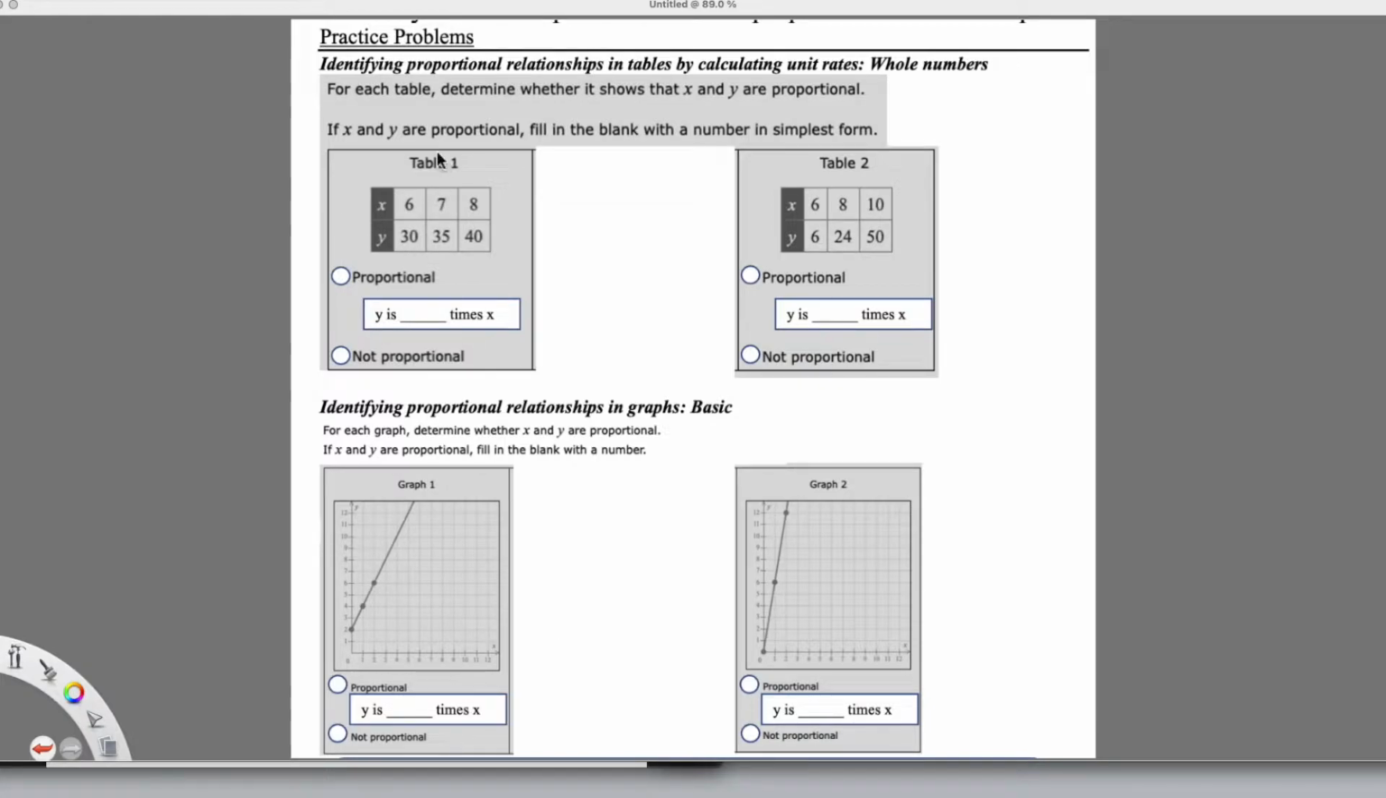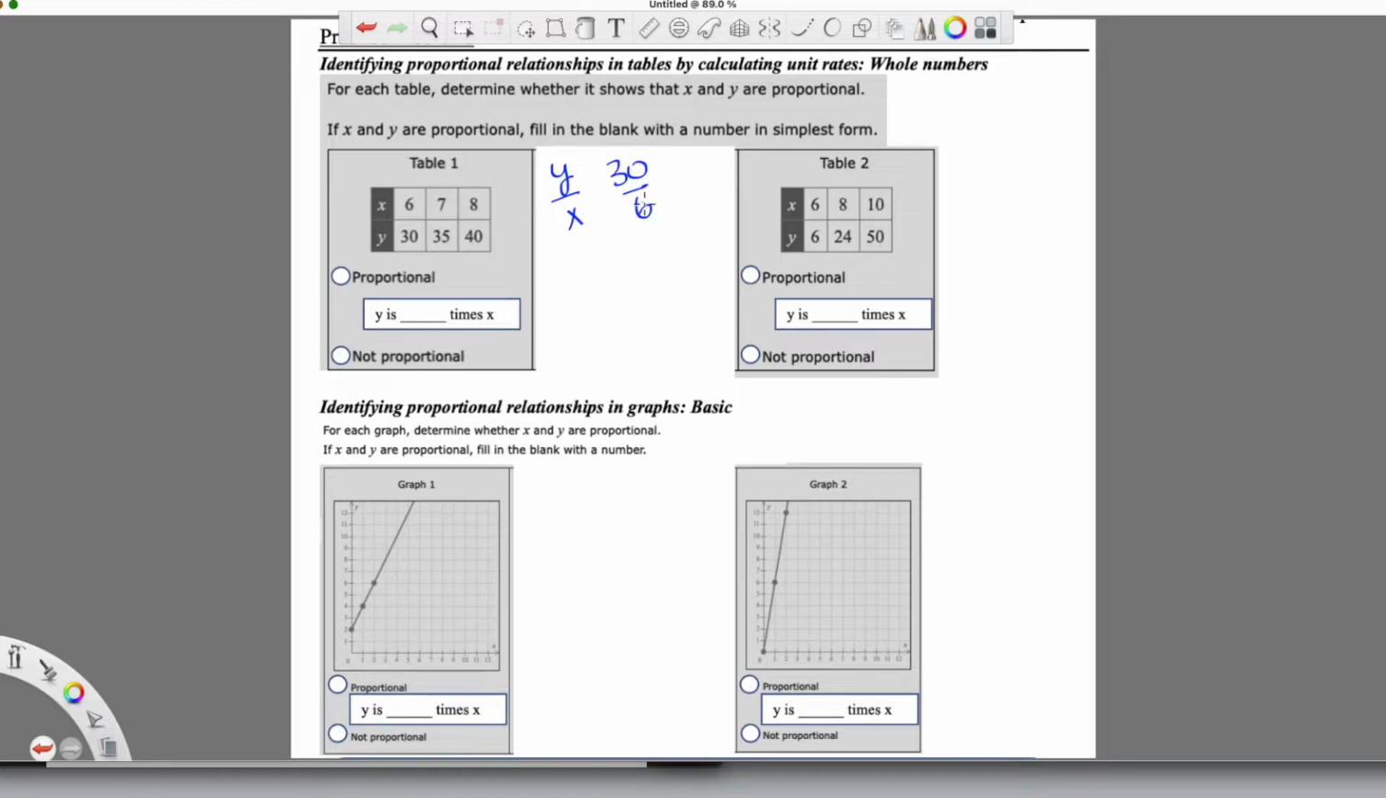With this one, if x and y are proportional, fill in the blank with a number in simplest form. So what we're trying to decide is, to go from x to y, am I multiplying or dividing by the same number each time? So I'm just deciding, is it actually proportional? With this one, we literally just want to check y divided by x, and do I get the same proportion each time? So for this first one, I have 30 divided by 6.